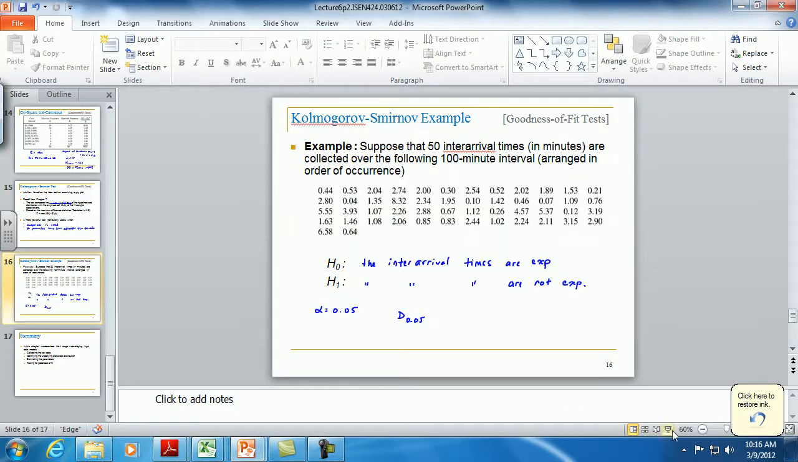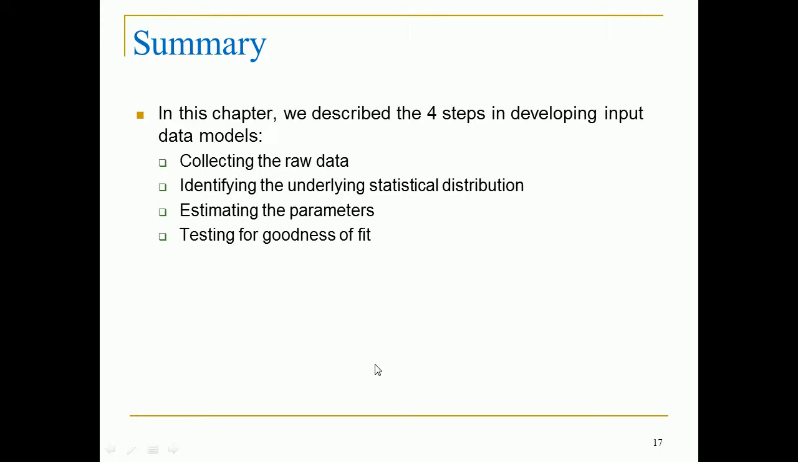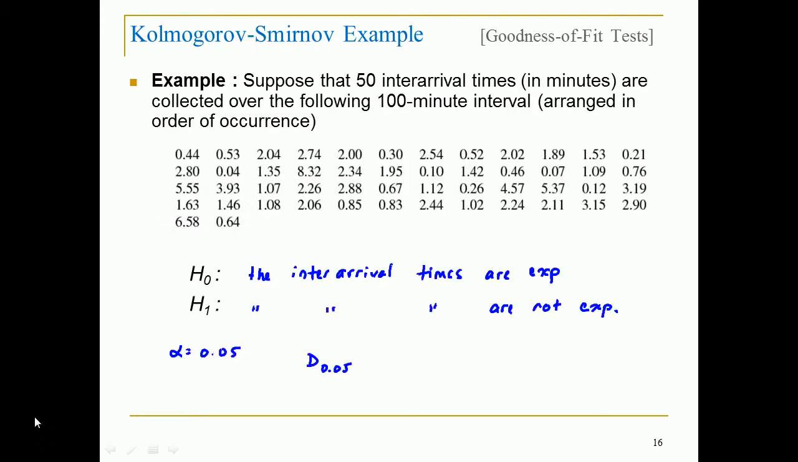So for this case, for the 0.05, we're going to use 1.36 divided by the square root of n, which is equal to 0.1923. And now we have to get the value from the chi-square test to compare against this one.